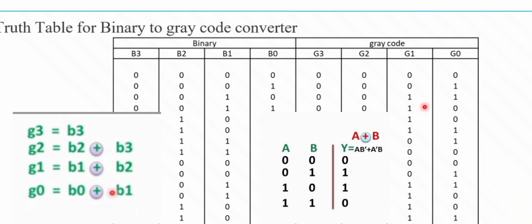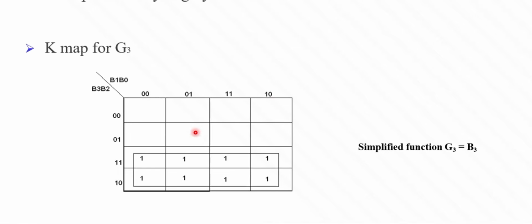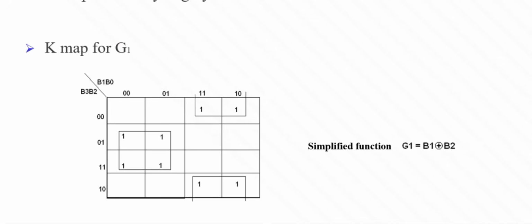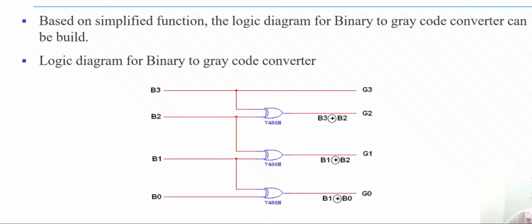Then G1. How do we calculate G1? B2 exclusive-OR B1. Then finally G0 is B1 exclusive-OR B0. With these output values, we plot the K-map. For G3, G2, G1, G0, we should plot the K-map. Here it is B3, B2, B1, B0. We can group all the ones in these 8 cells. It is for G2, G1, and for G0. You can get the equation. After getting that, we should draw the logic diagram.